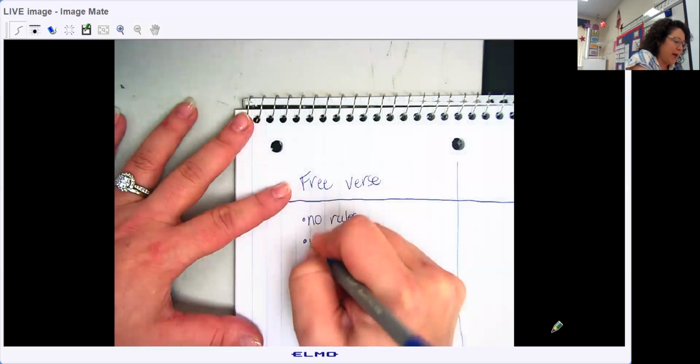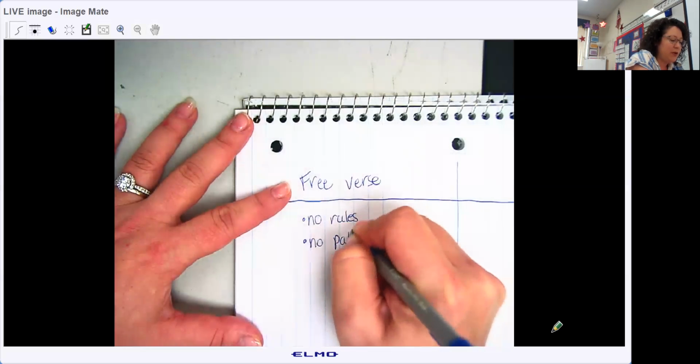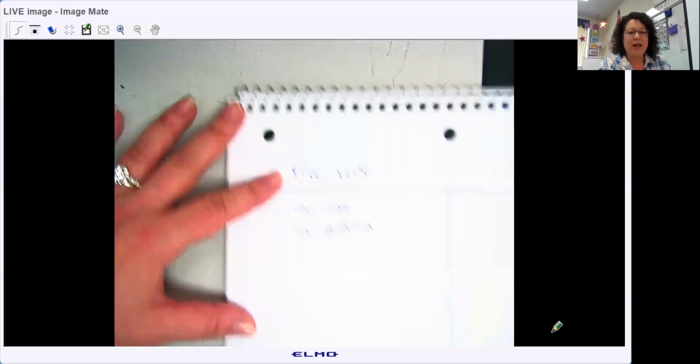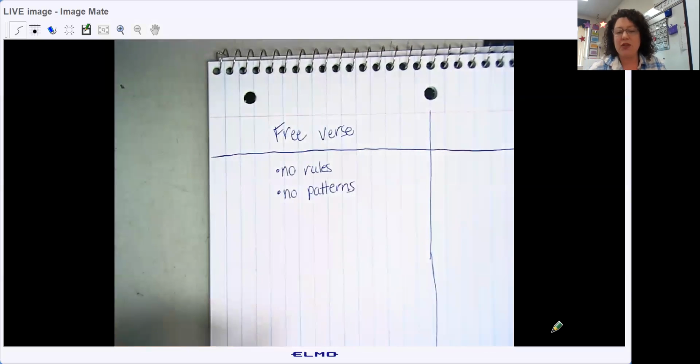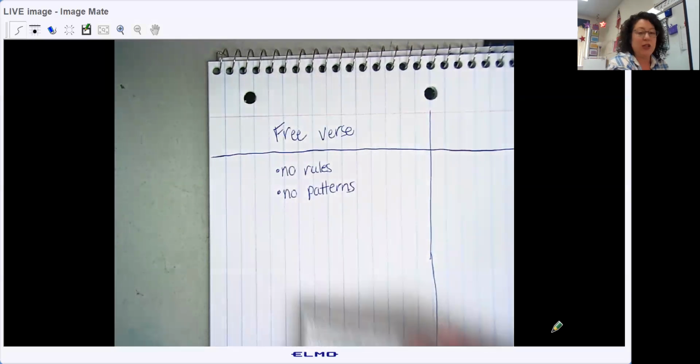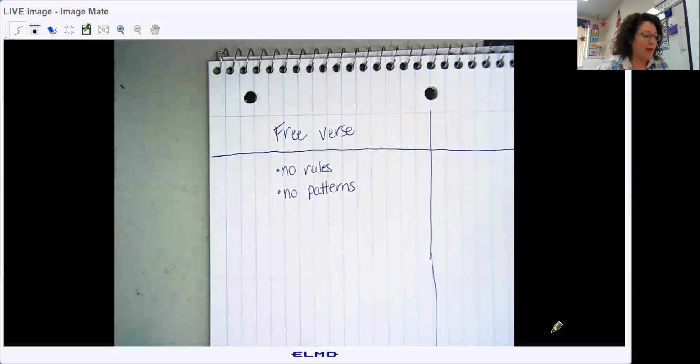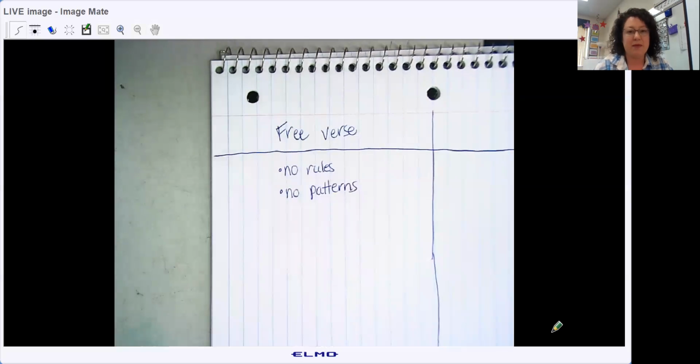and no patterns. Make sure you write up at the top. Don't write in the middle of it, because eventually when we finish, we're going to be gluing one of the poems in here. So make sure you just write it up at the top. So a free verse poem doesn't have any rules, no pattern. It doesn't have to rhyme. It doesn't have to have all the same letters. It doesn't have to have 2 words that rhyme and then 2 words that, no rules. You can just write it and it be whatever you want.